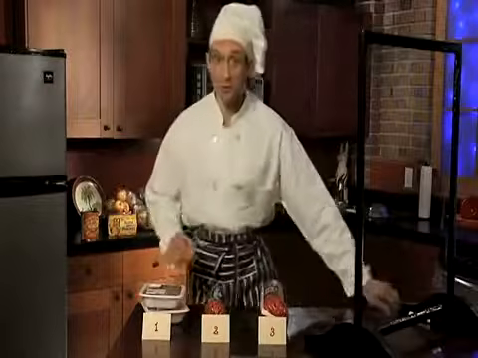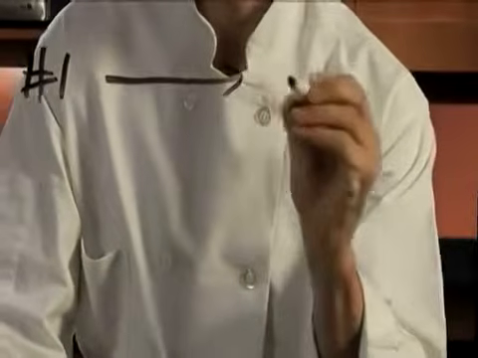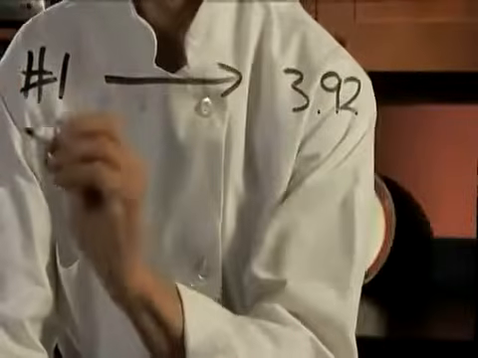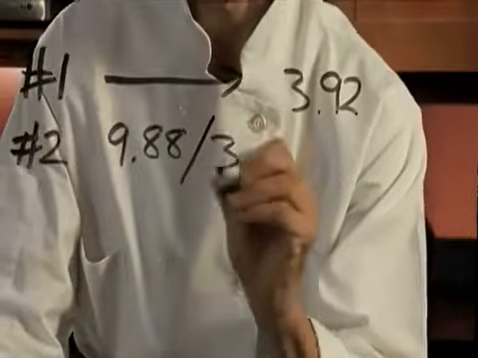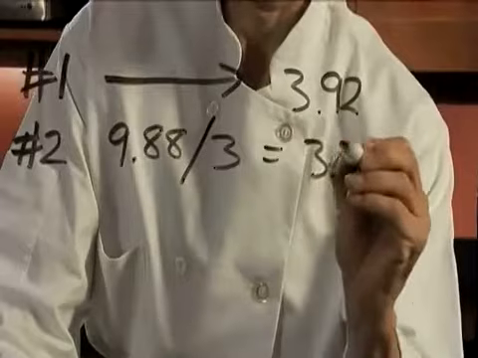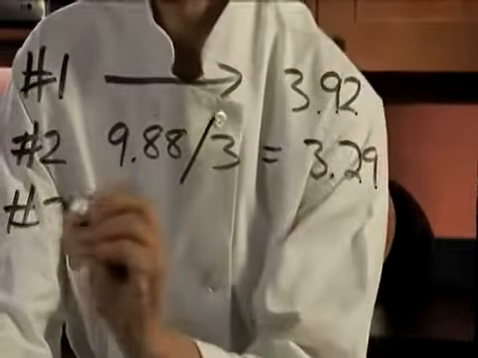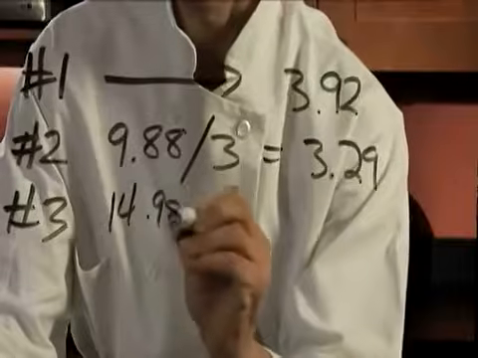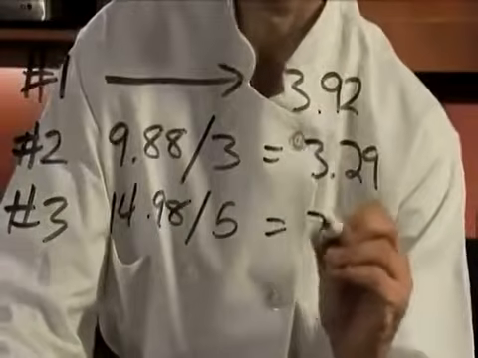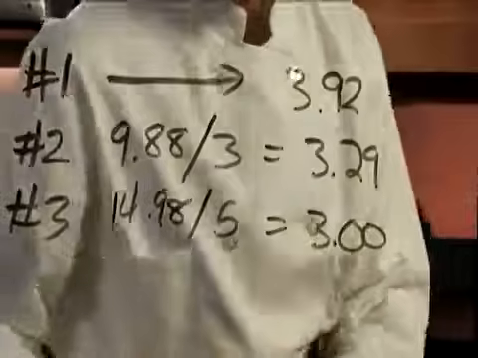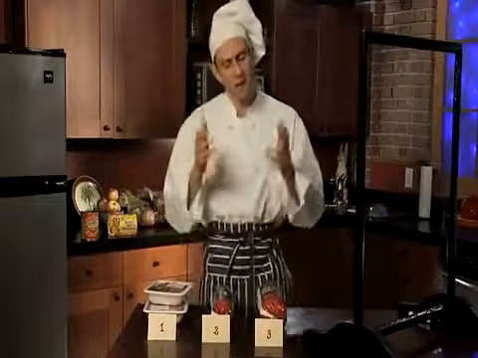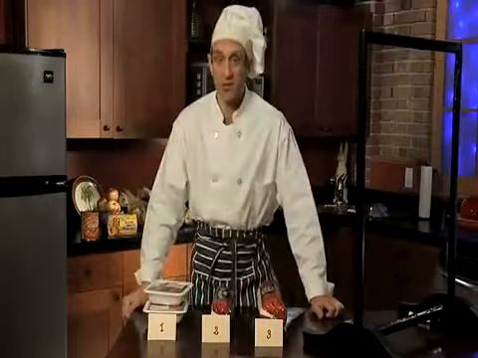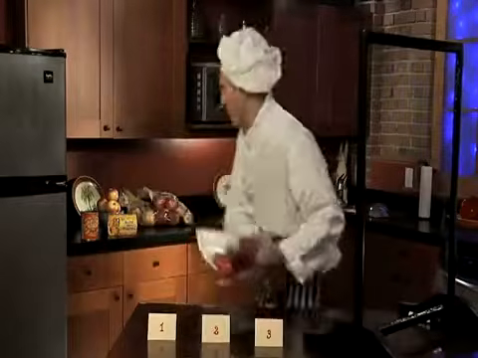Here's how the ground beef cooks up. Option number 1, $3.92 per pound. Option number 2, $9.88 divided by 3 equals $3.29 per pound. Option number 3, $14.98 divided by 5 gives you $3 per pound. If you have space to save the pounds of ground beef that you don't need, clearly the 5-pound package is the best deal. We have time for one more cost comparison.